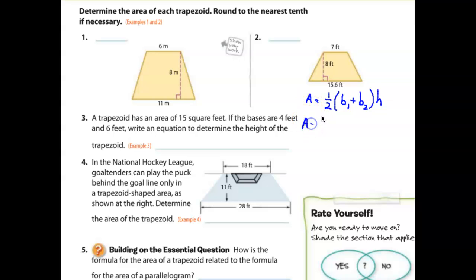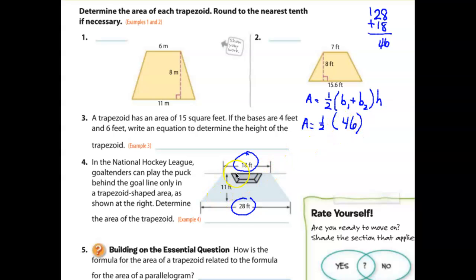Area is equal to 1/2 base 1 plus base 2. So what is 18 plus 28? Go ahead and solve that for me, please. Very good. If you said 46, you are correct.